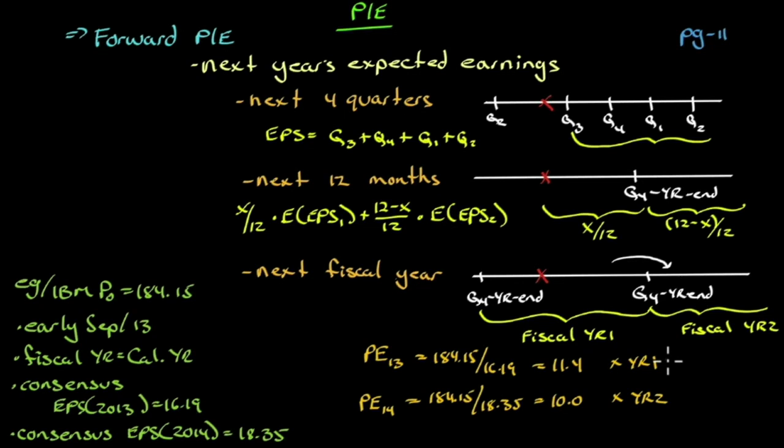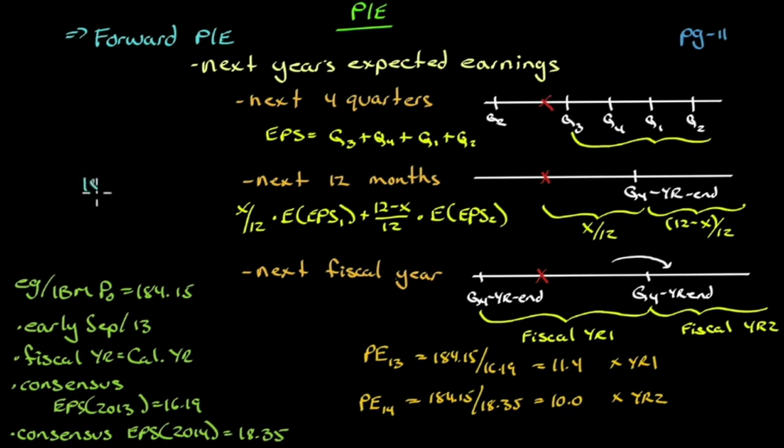So all 4 are yet to come, which would give you the same PE as using the next 4 quarters. All right, let's look at this one over here, next 12 months. Let's see if we can use IBM to figure this out. It is early September 2013, so let's say 8 months of the year has happened. We have another 4 months, or we could say, well, let's count September. Let's say September's in, and we have 3 months. We'll use the 3. It doesn't matter which one. It works out the same way. Well, not the same answer, but the process is the same.